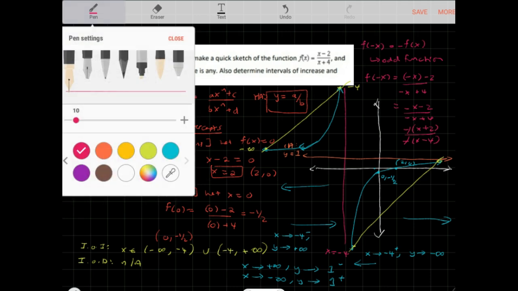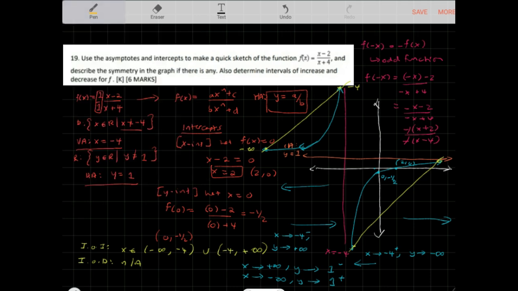Because negative f of x, which I'll just do out here, let's say we can just kind of erase this portion, right? Like negative f of x is basically negative x minus 2 over x plus 4, which is basically x plus 2 over x plus 4, not x minus 4, right? So you can see that this is not an odd function, and the reason it's not an odd function is because f of negative x does not equal negative f of x. Okay, so it's not an odd function, but we did look at the intervals of increase and decrease. Okay, so that's the idea.